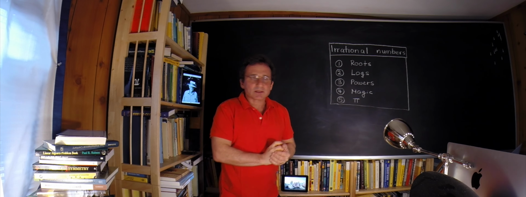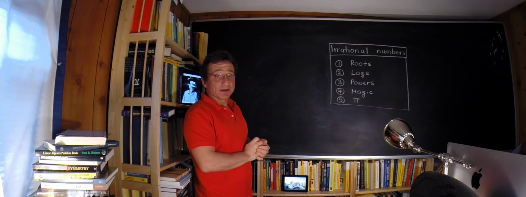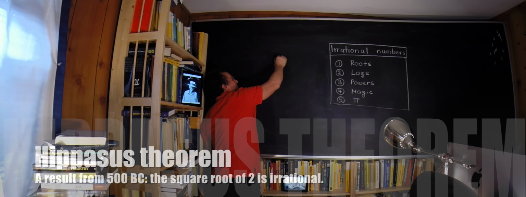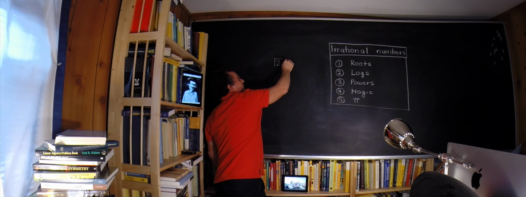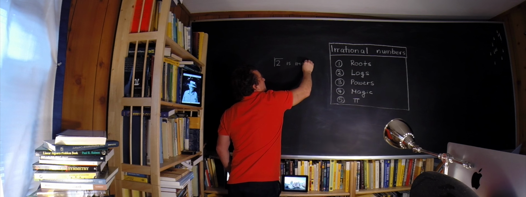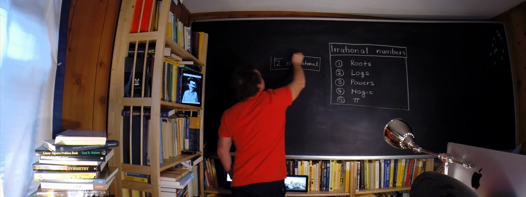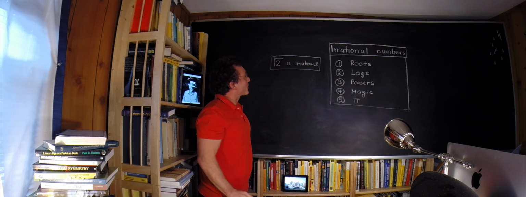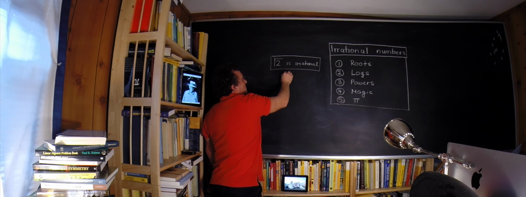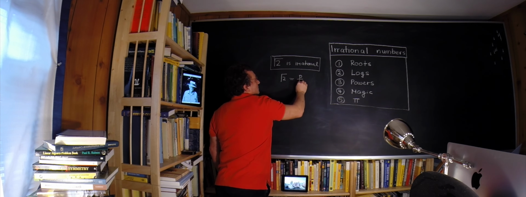Let's prove a couple of results about irrational numbers. The first result is from 500 BC, and it's the result that the square root of 2 is irrational. Attributed to Hippasus. The proof goes by contradiction. Assume that the square root of 2 is equal to a rational number p over q.